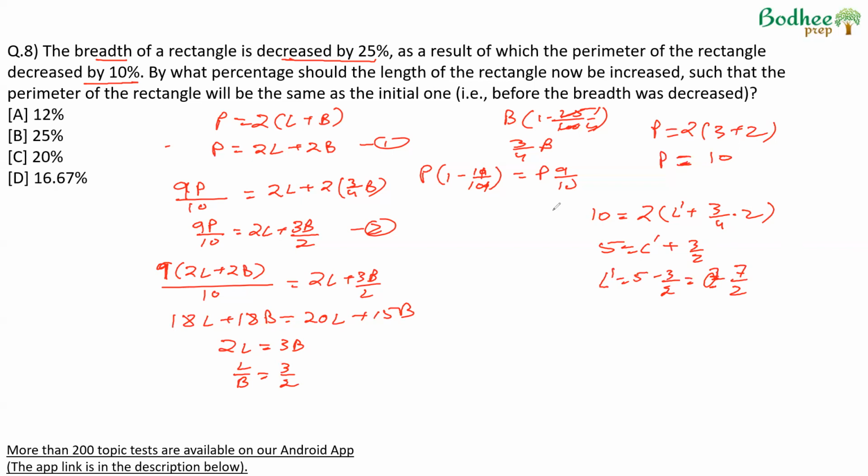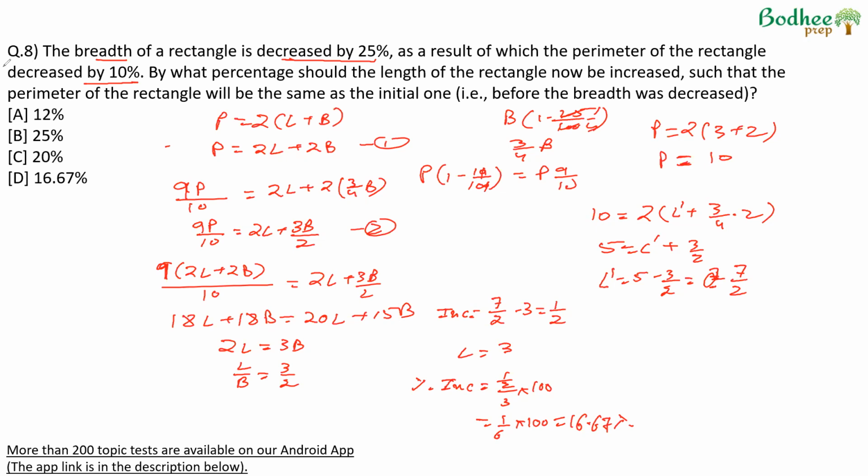What is the increase in length? So the increase in length is 7 by 2 minus 3, which is nothing but 1 by 2. This is the increase in length. Original length was 6, therefore percentage increase will be 1 by 2 upon 6 into 100. The initial length was not 6 but 3, sorry. So 1 by 2 upon 3 into 100, and therefore 1 by 6 into 100, or 16.67%.